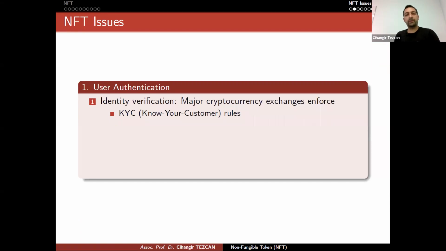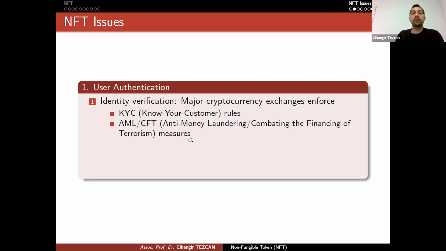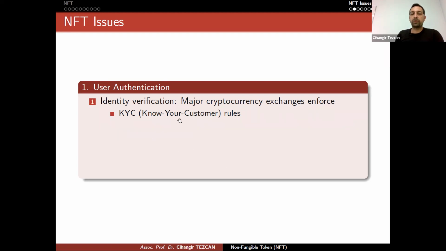So one problem is the identity verification. Major cryptocurrency exchanges enforce know your customer rules or anti-money laundering, combating the financing of terrorism measures. For the know your customer rules, if you go to a crypto exchange webpage, you have to prove your identity because they have to know their customers. A few years ago, this wasn't mandatory, so you could simply create an account as if you're creating a Facebook account. But now, there are methods like putting your ID next to your face and taking a few selfies from different angles and proving that you are really that person and so on.